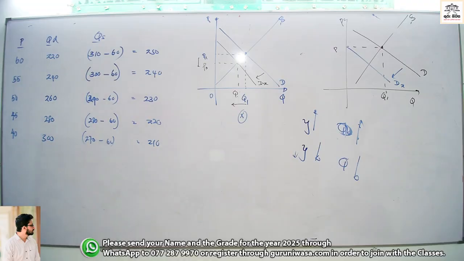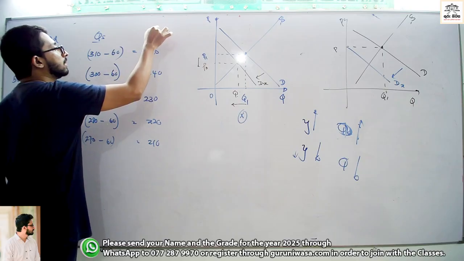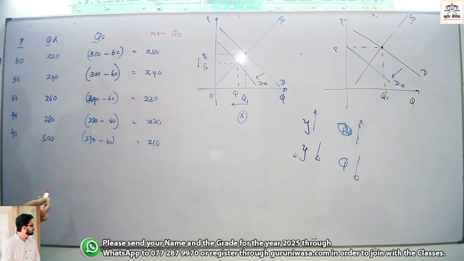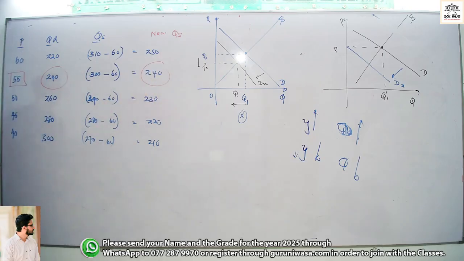Now at which price are demand and supply equal? This is the new supply. 55. Yes, at 55, very good. You can see demand is 240 and supply is also 240. It means the new equilibrium price is 55. Equilibrium price has increased.